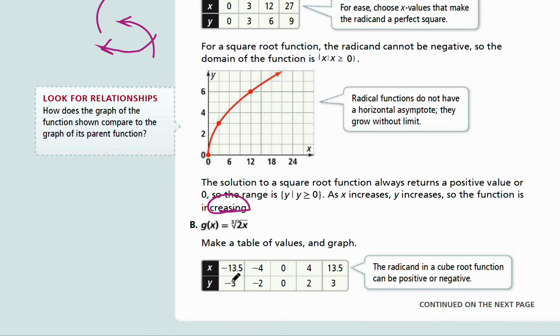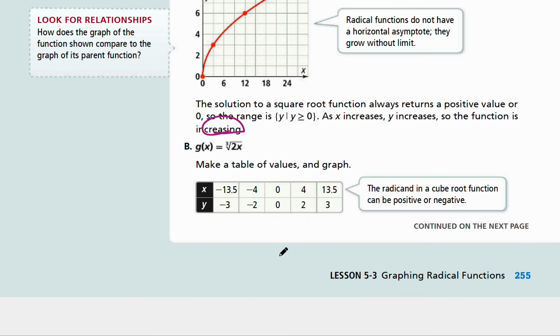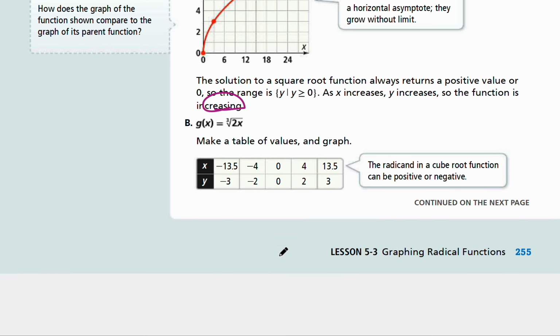So let's look at another example. g of x is the cube root of 2x. So how's cube root different from square root? Make a table of values and you'll see that you can have negative values for x and y, right? If you plug in negative values, you'll get back some negative y's. So if the x value is negative, the y value also has to be negative. The x value is positive, the y value also has to be positive.